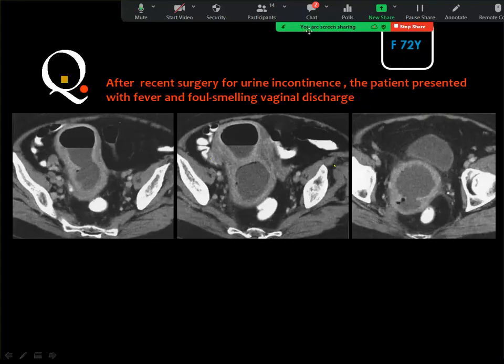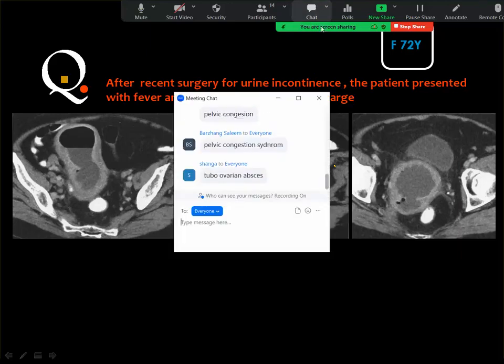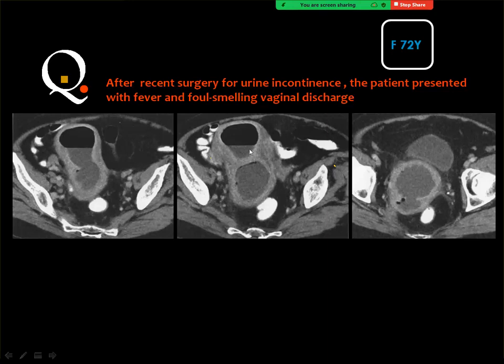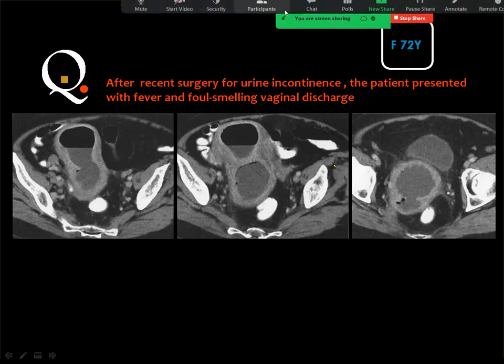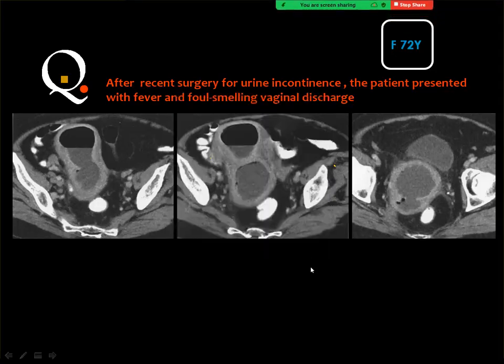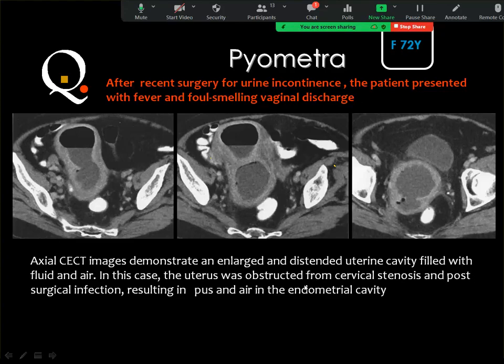Next case is a female patient, 72 years old. She had recent surgery for urine incontinence, and the patient presented with fever and foul-smelling vaginal discharge. Actually, this is not a tubo-ovarian abscess, this is the uterus itself. Yes, the right answer is pyometra, and this is actually infection of the uterine cavity. It looks as if the uterus itself became an abscess.